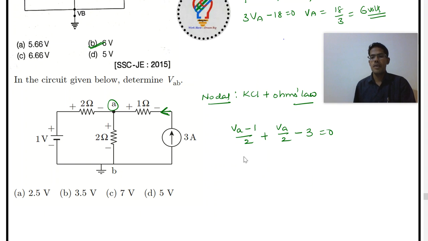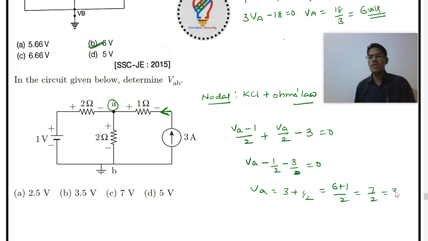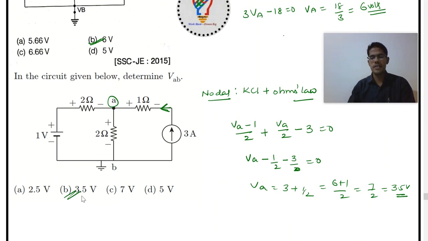Basic questions. Now, VA by 2 plus VA by 2 minus 3. So what answer will we get? It is (VA minus 1) by 2 plus VA by 2 minus 3 is equal to 0 here. Now VA is equal to (3 plus 1) by 2, so 3 by 6, 6 plus 1 by 2, it is going to be 7 by 2. It's going to be 3.5 volts, the answer here. So for this question, B is the right answer.